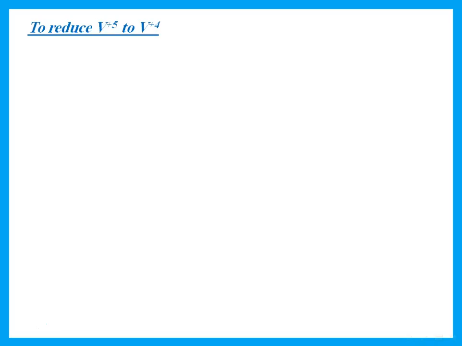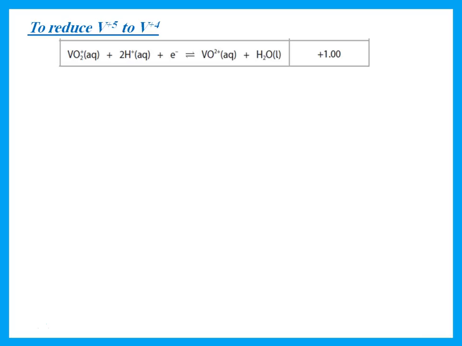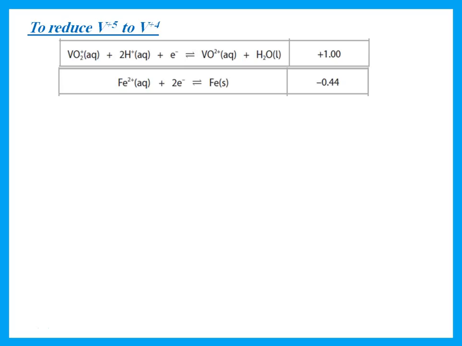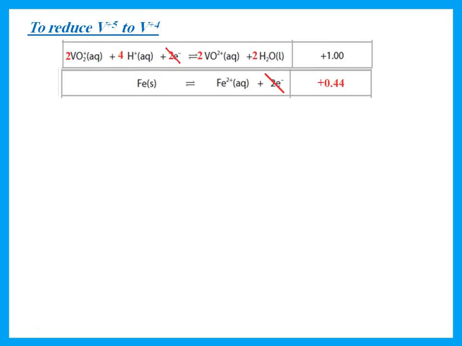So if we are talking about reducing vanadium plus 5 to vanadium plus 4, we look at the information he gives me. This is the equation for vanadium plus 5 to vanadium plus 4. And then we have the equation for the iron, but you should realize that we're not using that equation, we're using the inverse of it. So I want iron going to iron 2 plus. And remember that when we invert the equation, we invert the sign. So that lower equation is iron going to iron 2 plus. So now it's a plus 0.44.